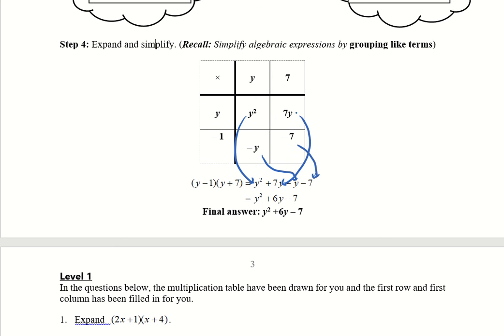Now what I will be going through is each level, one question per level. Okay, so do watch the next videos to see how we do more examples.